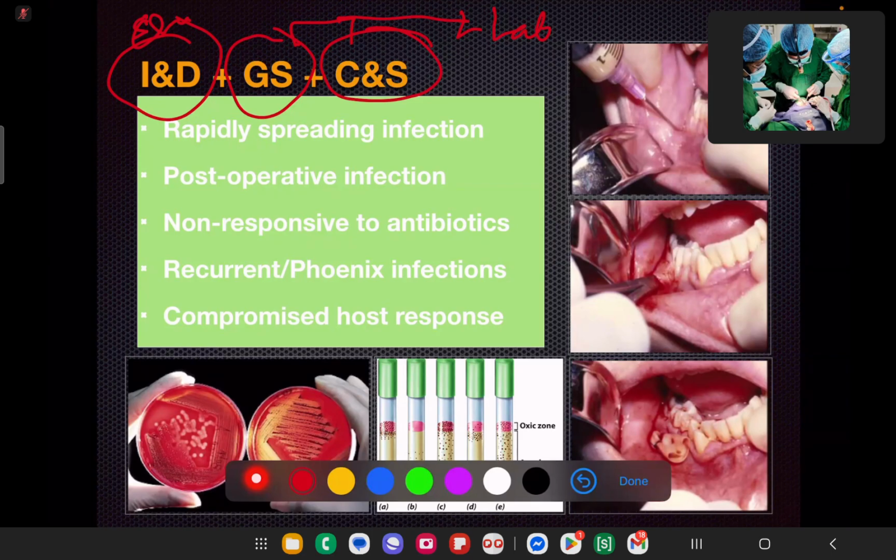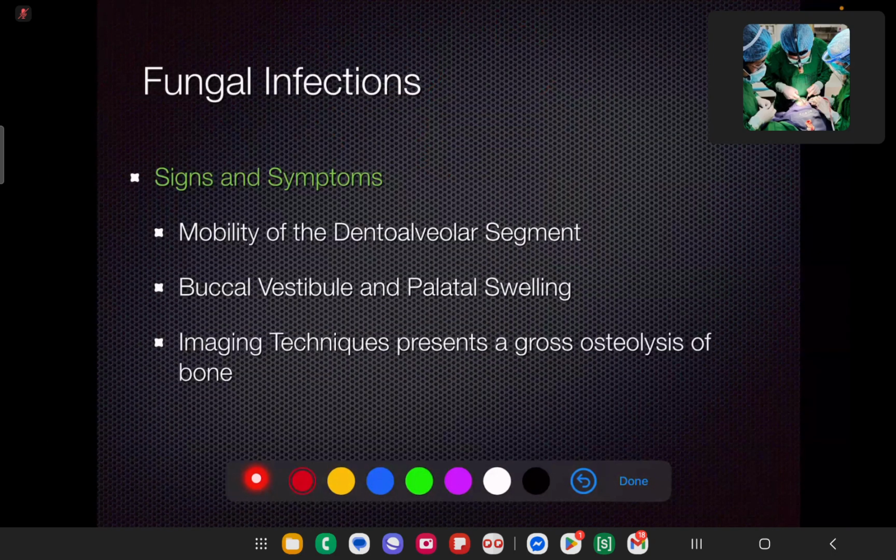If the infection is rapidly spreading, if there are post-operative infections, infections that are not responsive to the antibiotics that you're giving, recurrent or persistent infections, and of course immunocompromised patients, say those with metabolic diseases such as diabetes, and kidney and liver problems, then it's time that you give antibiotics. So immunosuppression or immunocompromised patients is a big issue regarding antibiotics.